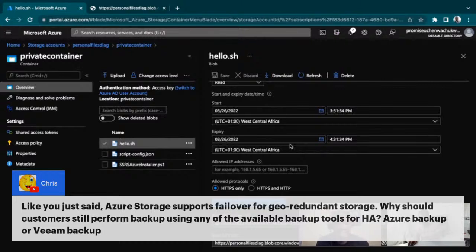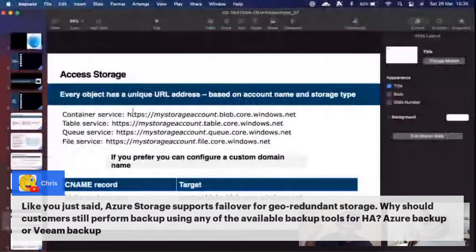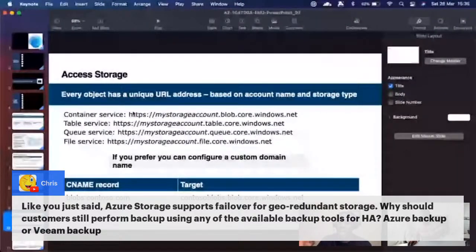Like I said, having this service is Azure's way of making your data available. This is not a backup. I keep repeating this. This is not a backup. This is in no way to be compared to a backup because it's not. This is Azure trying to make your service available for you.